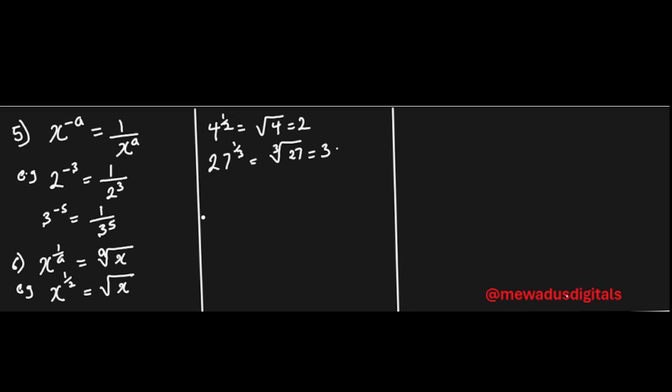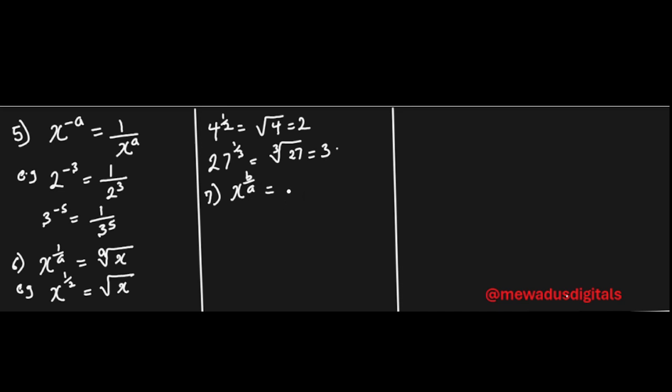Let's continue. Let's take the seventh law. If we have x raised to power b over a, now, if you check in this case, we're also having a fraction as the power. Likewise, in this last one, we also have a fraction, but there the fraction has a numerator of 1. In this case, you're not having a numerator of 1. How do we deal with this case?